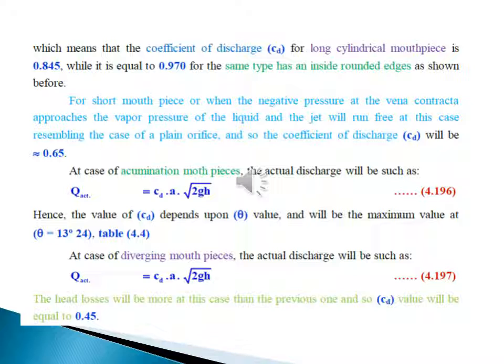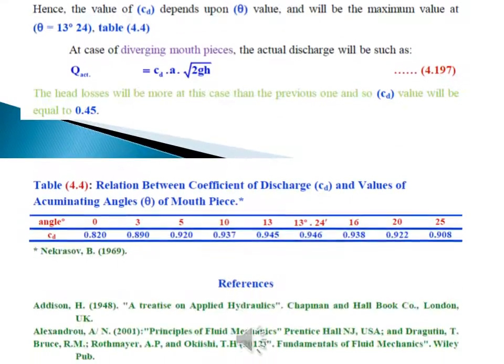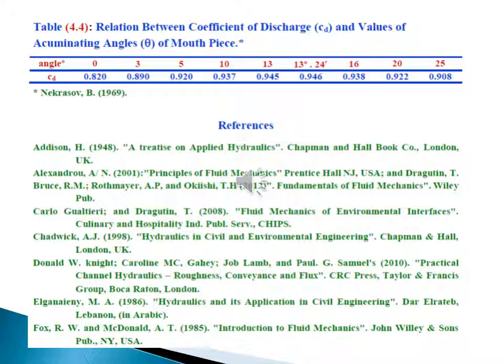Take into consideration, my dear, in your calculation that the coefficient of discharge CD for a long cylindrical mouthpiece is 0.845, while it is equal to 0.970 for the same one with an inside rounded edge, and for a short mouthpiece the coefficient of discharge will be around 0.65, as shown. Table showing the relation between the coefficient of discharge CD and values of the converging angle theta of the mouthpiece.